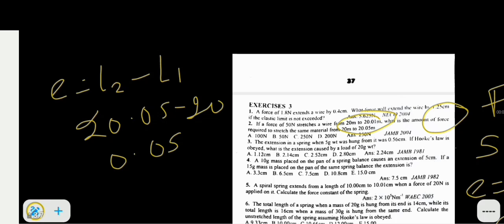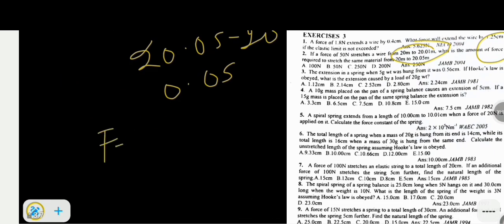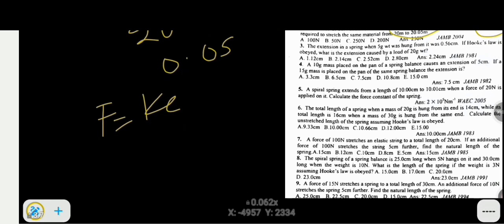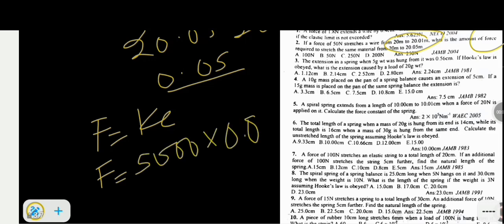But F is equals to KE. Don't forget, and our K is 5,000. So just put F is equals to KE. K is 5,000, and this is the extension here. So F is 5,000 times the extension 0.05.